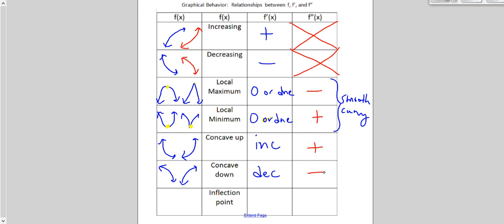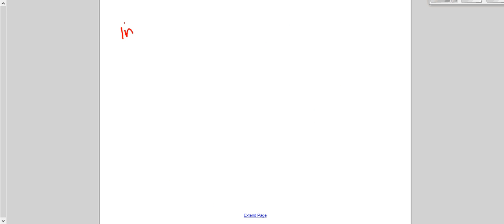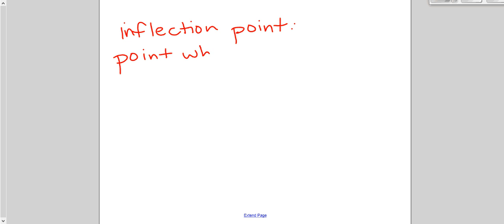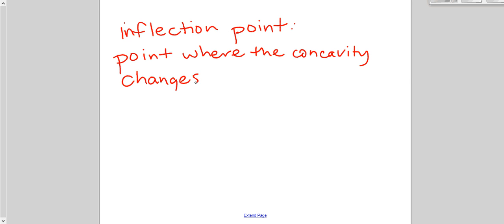Now we have a new term, inflection point. A point where the concavity changes is called an inflection point. So we should probably write that somewhere. Inflection point, or point of inflection, is a point where the concavity changes. So you have a change from concave up to concave down, or a change from concave down to concave up.